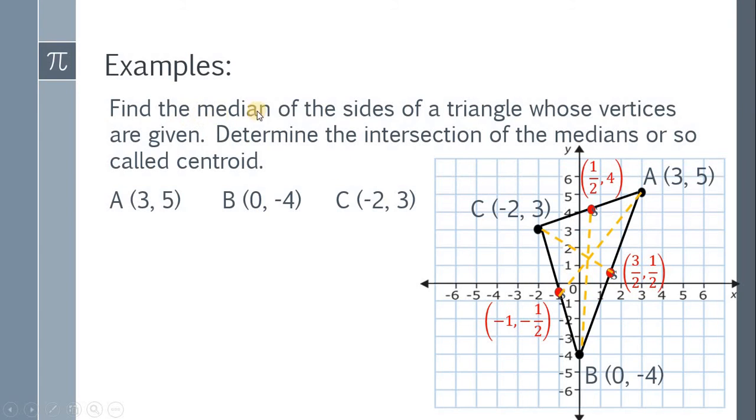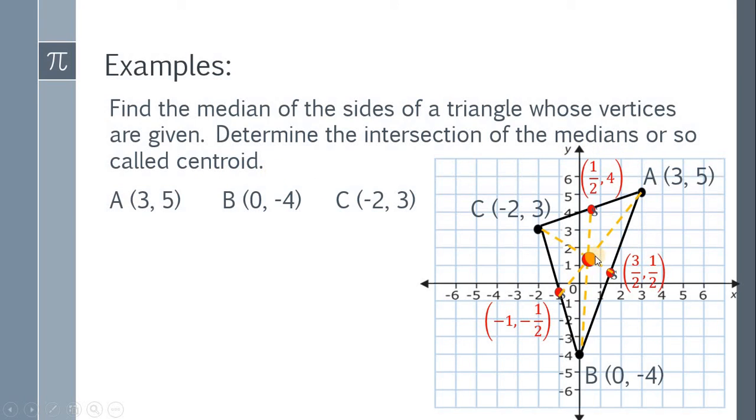Ang nahanap natin dito, find the median of the side of the triangle whose vertices are given. So, we're done. Tapos na yung ating median. So, yung median, ipapakita natin na i-connect natin yung vertex dun sa midpoint ng opposite side. Okay? So, meron tayong tatlo. If nakakita tayo ng ganitong problem, find the median of the side of the triangle, make sure meron tayong illustration like this. Okay? Next. The final goal is to determine the intersection of the median, or so-called the centroid.